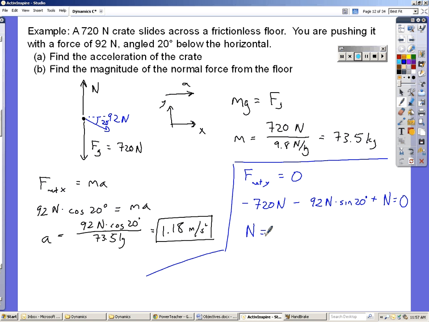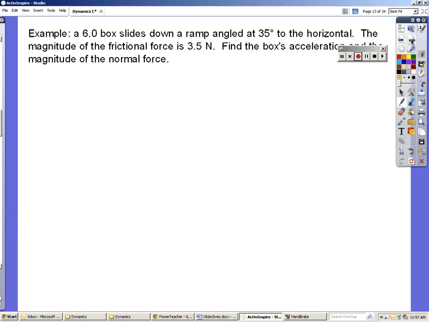You find that it is equal to 751 newtons. It's a relatively easy example, but it shows you how Newton's second law works and how we use it. Here's another example.